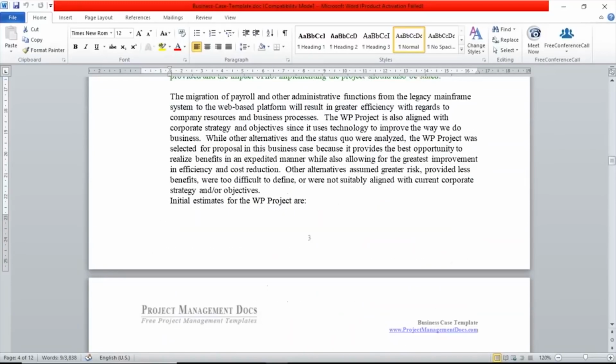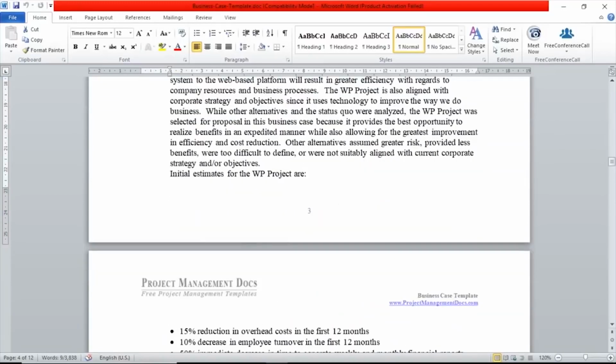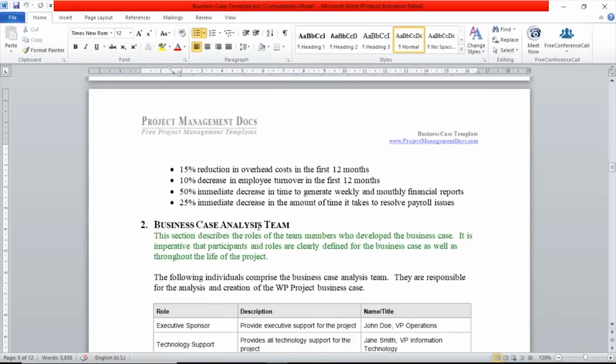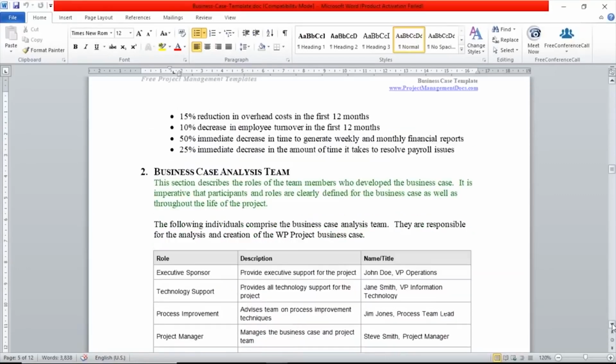Another important thing we need to really focus on is what exactly we are expecting. What kind of benefits are we expecting? So here, very objectively, it is mentioned: 15% reduction in overhead cost in the first 12 months, 10% decrease in employee turnover in the first 12 months, 50% immediate decrease in time to generate weekly and monthly financial reports, etc. So very objectively we need to capture this data so that we can start measuring it. This would also then be a part of my business benefits management plan. When we talk about it, I'm sure you will be able to relate it to this as well.